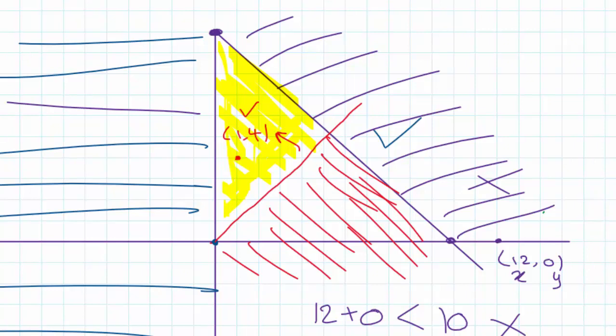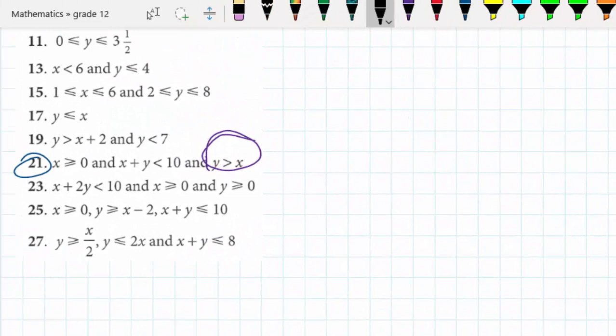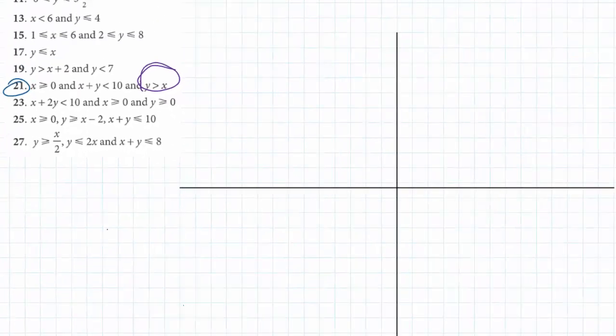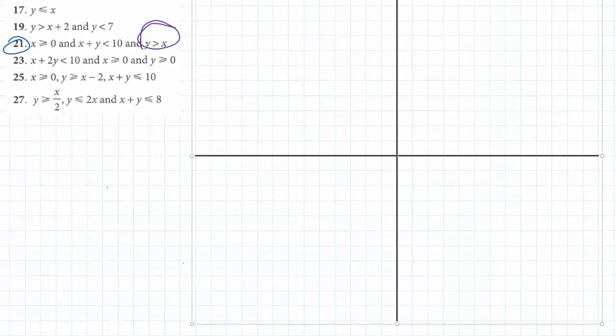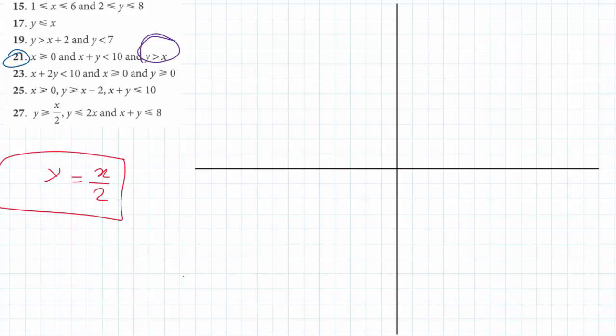sides. Question 23, the last question: y is more than x over 2, y is less than or equal to 2x, x plus y is less than or equal to 8. Now, this topic is just about making the graph and making the correct decision of shading the unnecessary regions. Firstly, we draw the graph of y equals x over 2. Let's draw the graph of this equation.